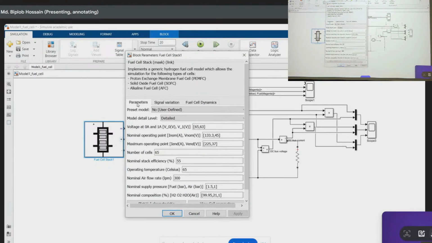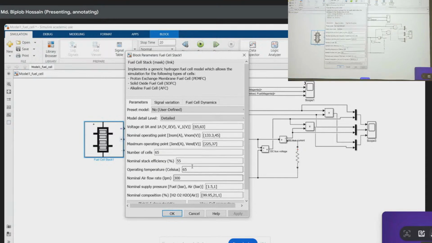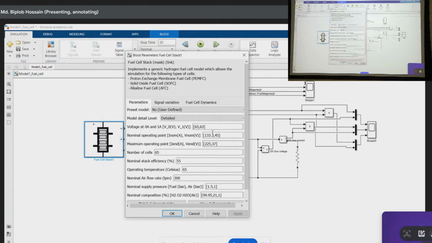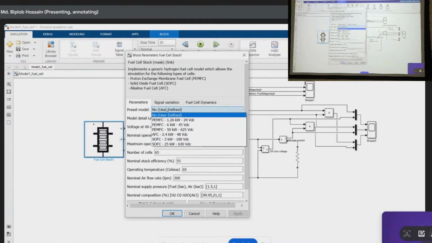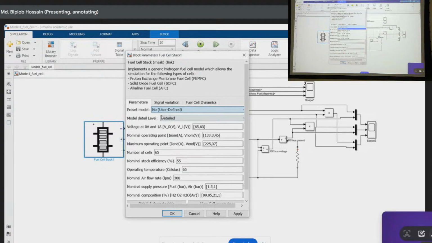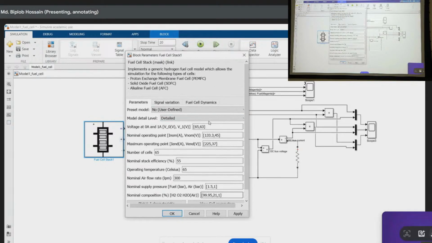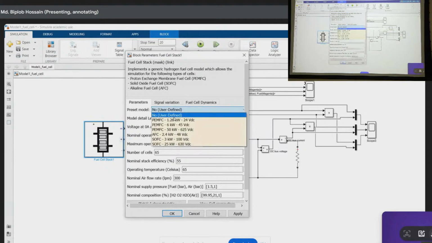So here we can see you can use your own developed model, or you can use a built-in model provided by MATLAB, the preset model. If you choose this one, you can then provide the details of your own developed model in the remaining fields below. There are also some built-in stacks.